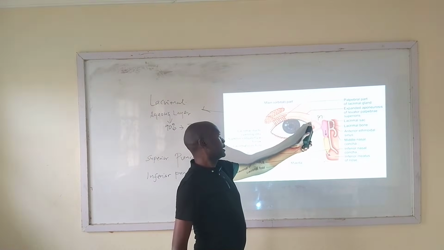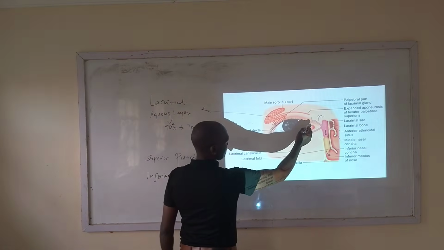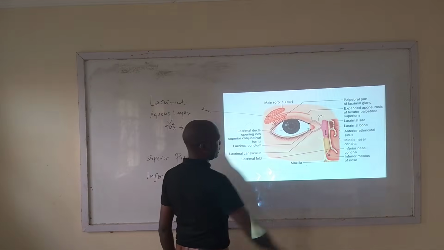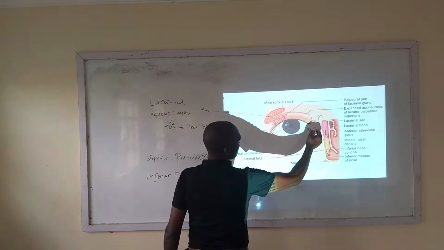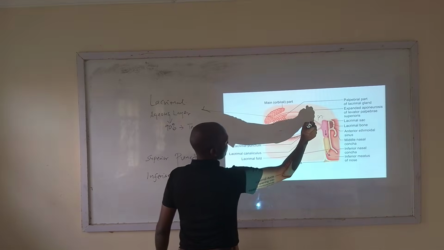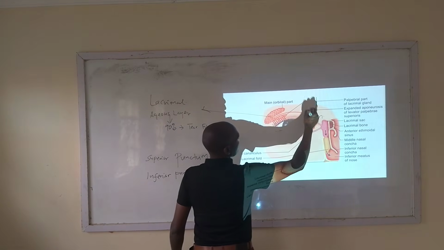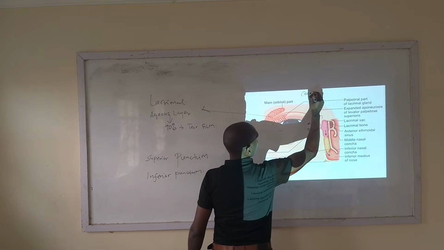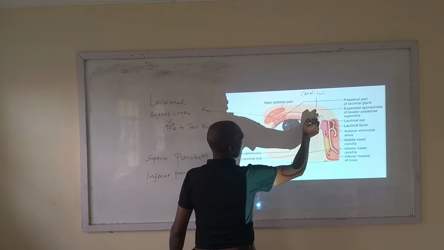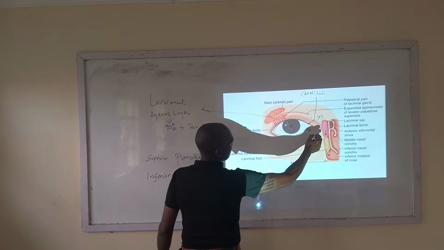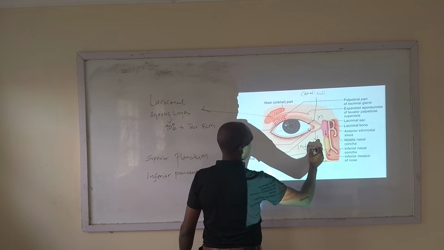As the tears accumulate here, they will get into the superior and inferior punctum, and then into these ducts, these channels here. We call them canaliculi. So we have the superior canaliculi and the inferior canaliculi.